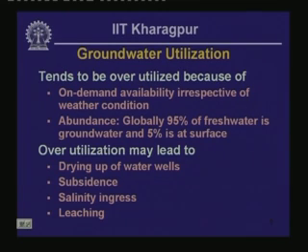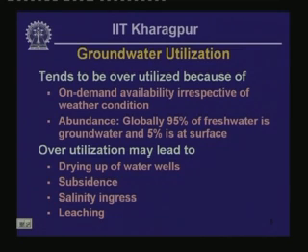Secondly, groundwater resource is quite abundant. In fact, if you look at the resource globally, approximately 95% of the fresh water is available as groundwater, whereas only 5% is at the surface. So this tells you that groundwater is an easily available resource, and any easily available resource tends to be overutilized.